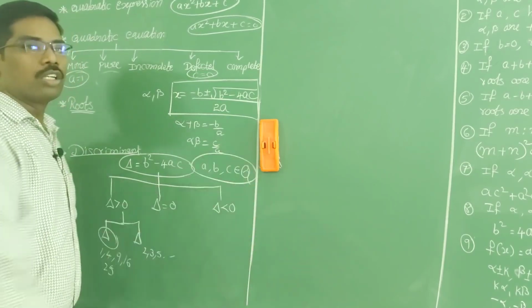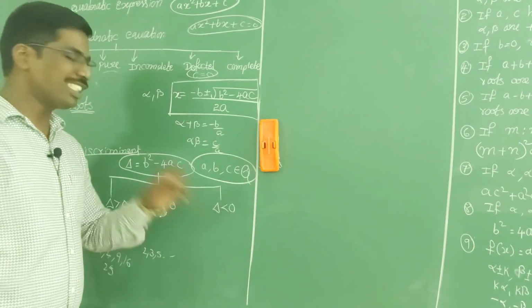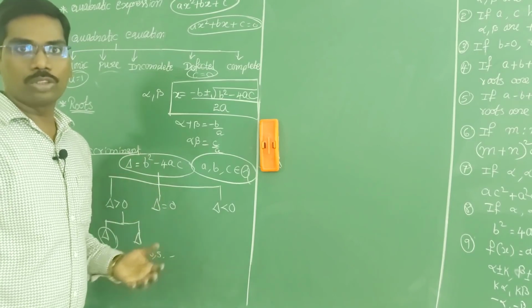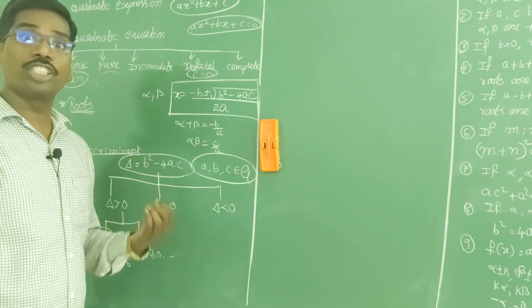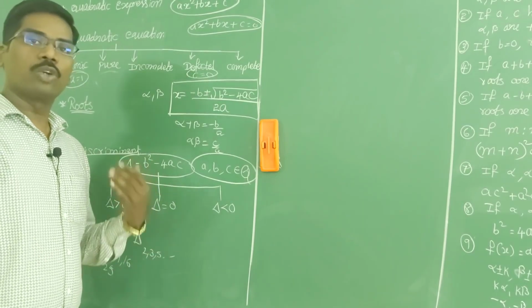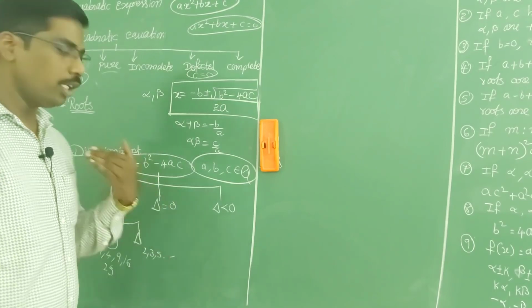If delta is less than 0, then there are no real roots. The roots are complex and conjugate to each other, and distinct.